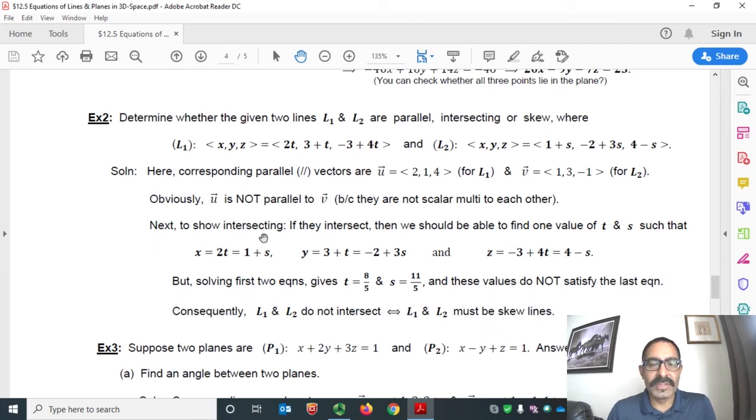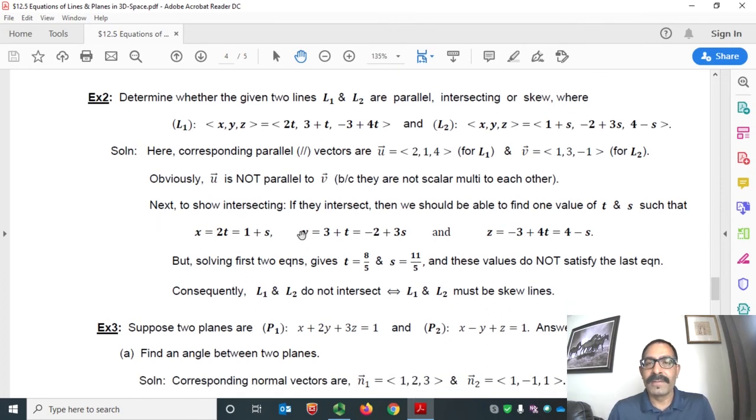Next, to show intersecting, if they intersect, then we should be able to find one value of t and s such that these are equal, such that x values are equal, y values are equal, z values are equal. So let's find the common intersecting point, t and s. Solving the first two equations gives t equals 8 over 5 and s equals 11 over 5.